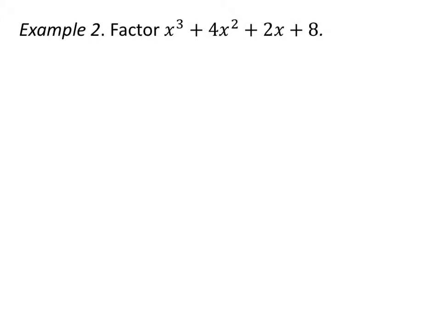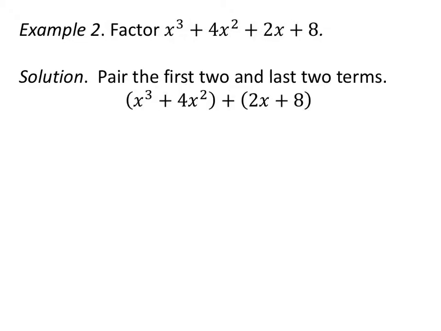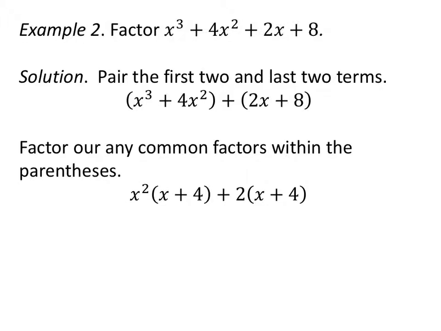So let's look at our first example. We want to factor x cubed plus 4x squared plus 2x plus 8. Now we're going to group them. There are lots of ways we can group them, but it's nice to group the first 2 terms together and the second 2 terms together. All I've done is insert some parentheses to help us organize our thoughts. Now we look for common factors within each of the parentheses. In the first one, I see an x squared that I could factor out from both terms. In the second one, I see a 2 that is in common with both of those.